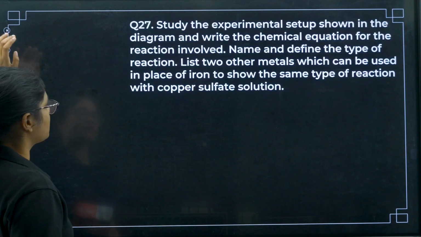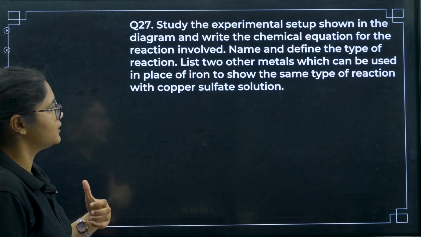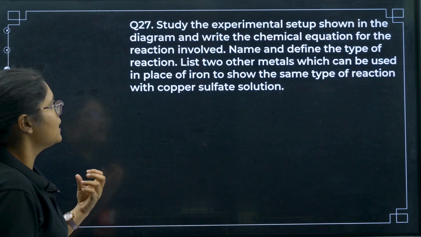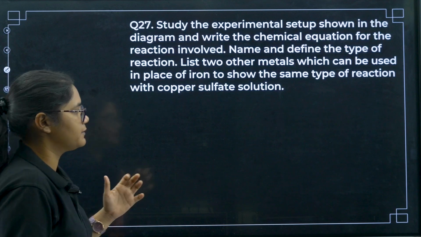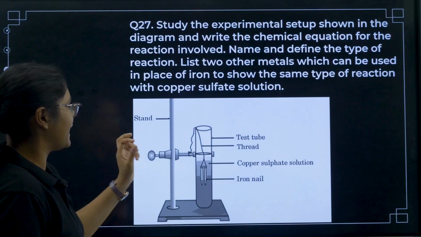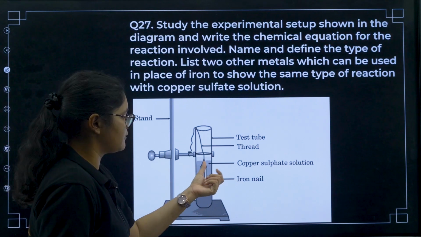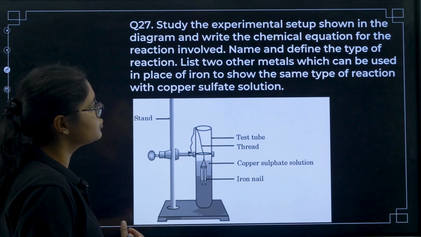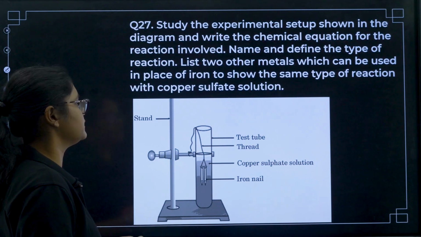Okay, next we'll go to the 3-marker question. Study the experimental setup shown in the given diagram and write the chemical equation for the reaction involved. Name and define the type of the reaction. List 2 other metals which can be used in place of iron to show the same type of reaction with copper sulfate solution. Let me show you the diagram first. So let's see the next question here. You have an iron nail and you have a copper sulfate solution.